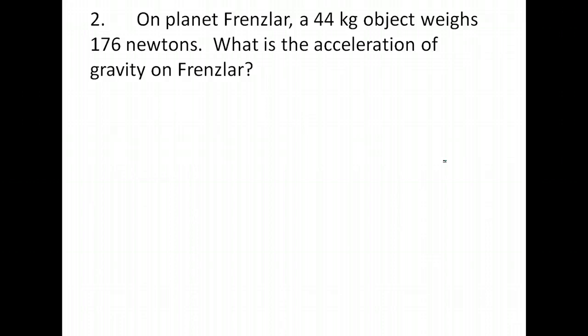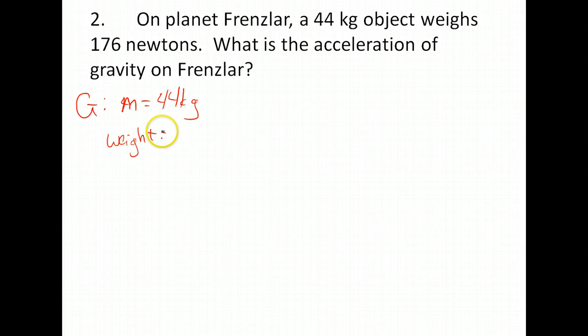Okay. Number 2, planet Fritzlar, a 44 kilogram object weighs 176 newtons. What is the acceleration of gravity on Fritzlar? Okay, so let's list out our givens and our unknown again. Our givens, our mass is equal to 44 kilograms. The weight is equal to 176 newtons. What is the acceleration of gravity on Fritzlar? So we need to then figure out acceleration.